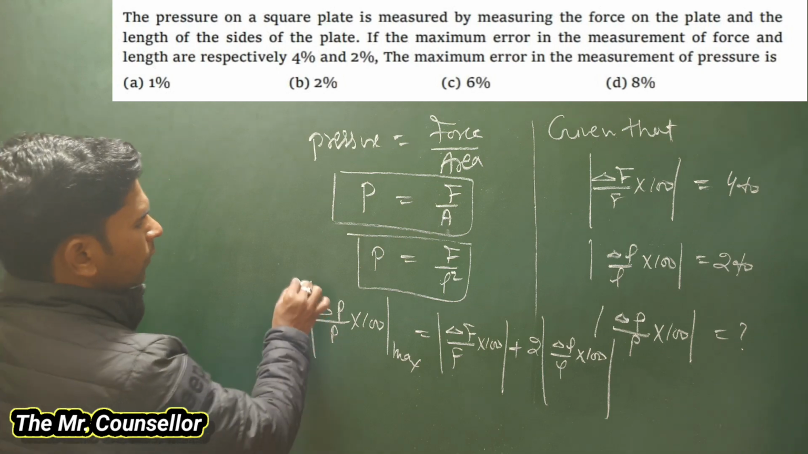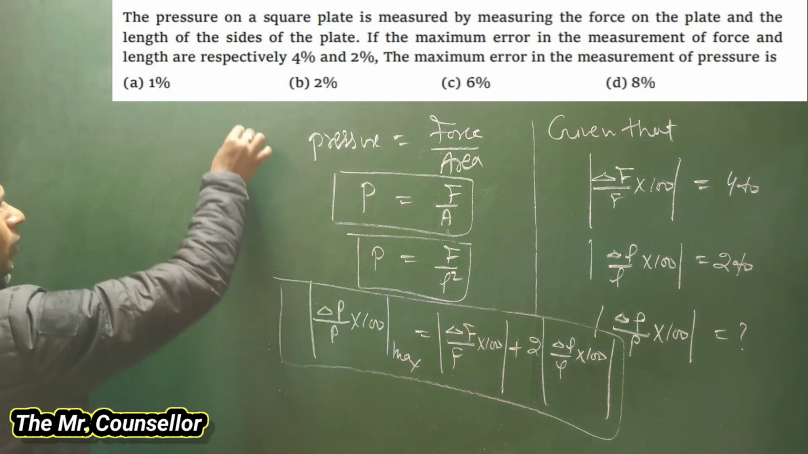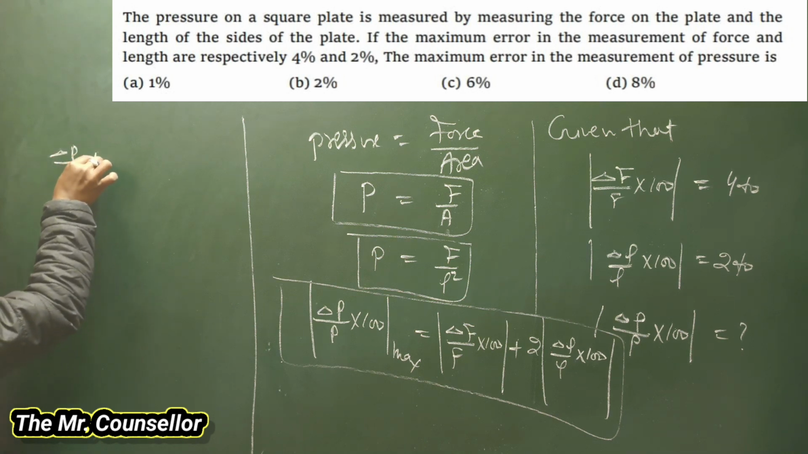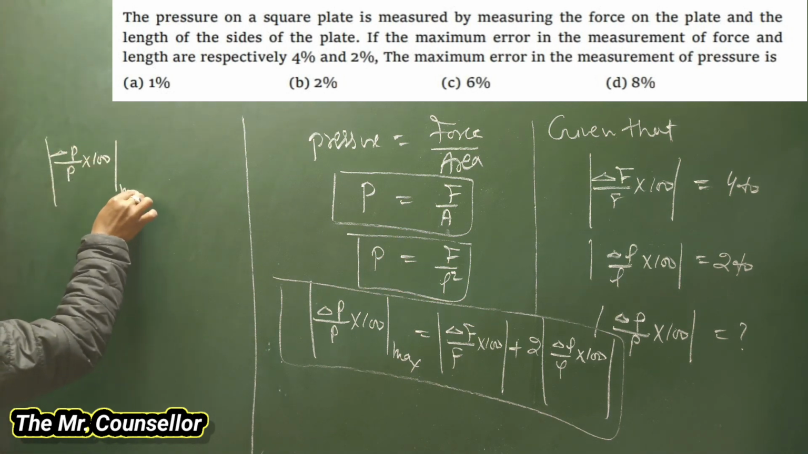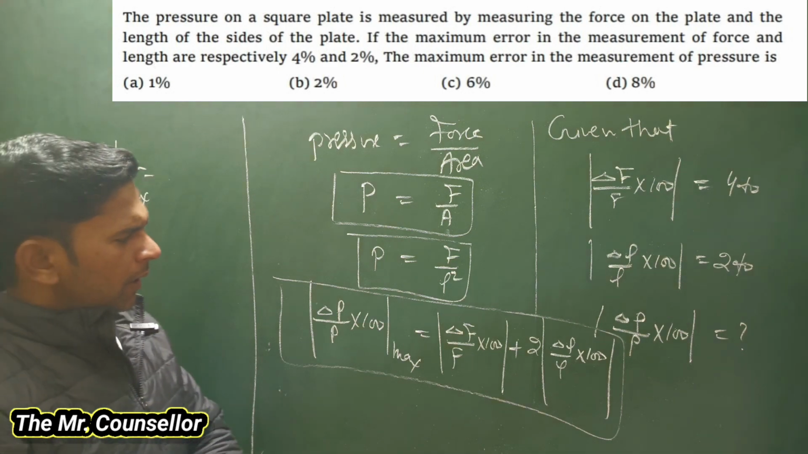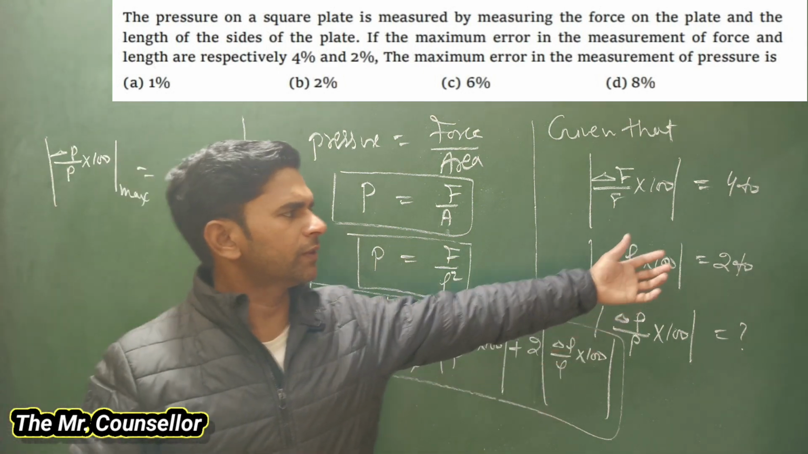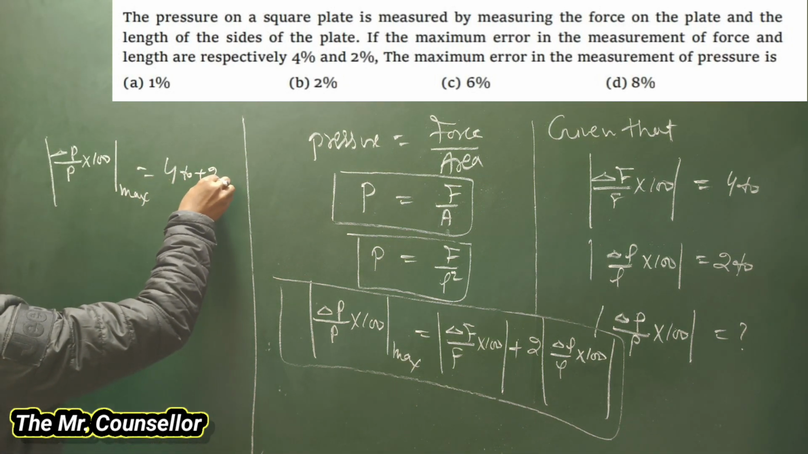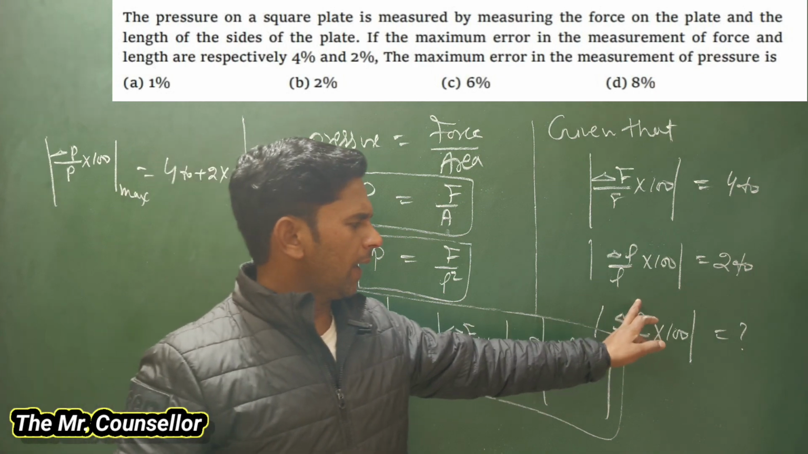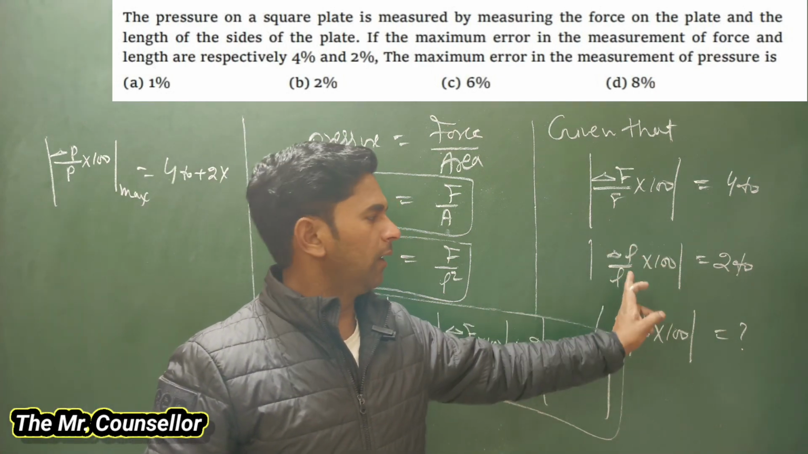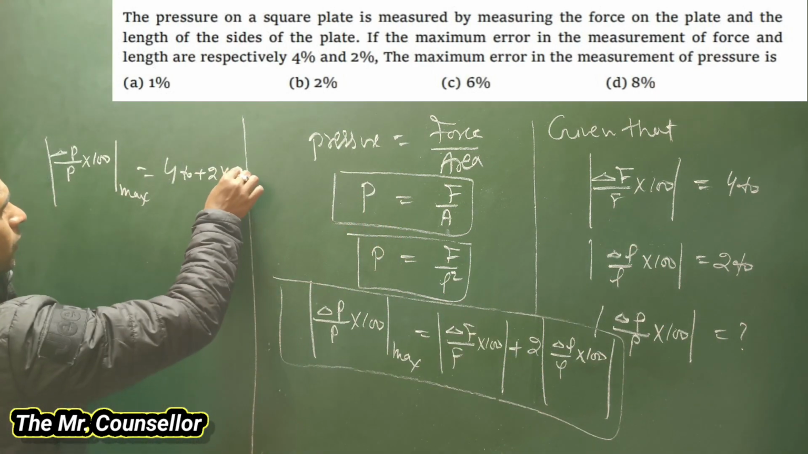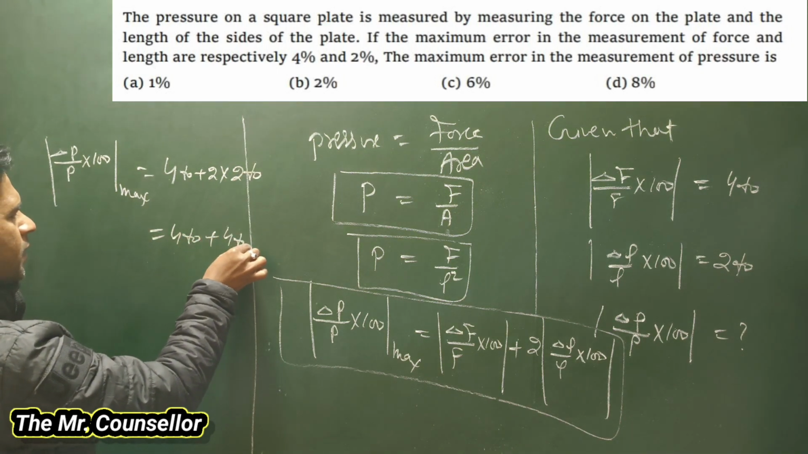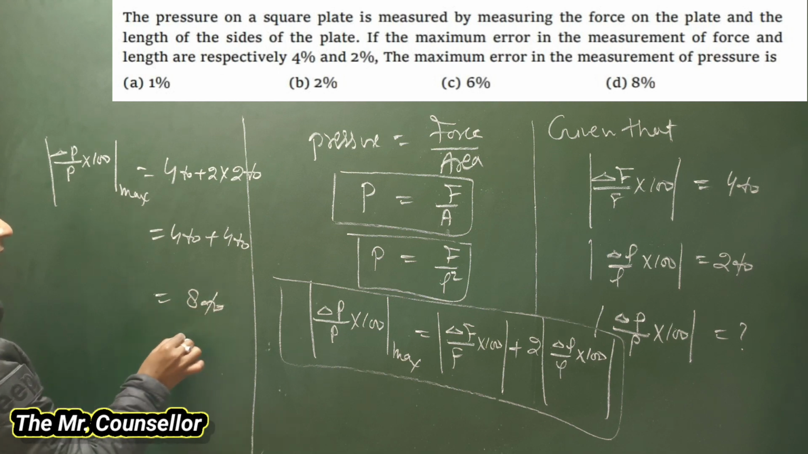Is it okay? So now you can substitute the value, no problem. You can place the value del P over P. Maximum percentage error is equal to del F over F, this thing is given 4%. So you can write here 4%, very good, plus 2 into del L over L. Here del L over L is 2%. So now 4% plus 2 times 2%, so finally you will get 8%.